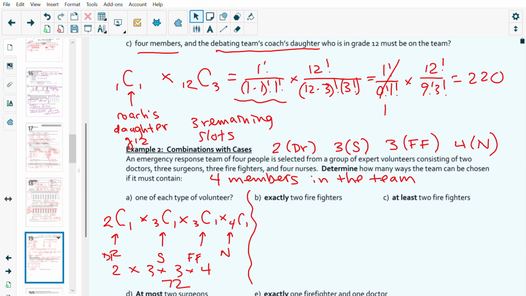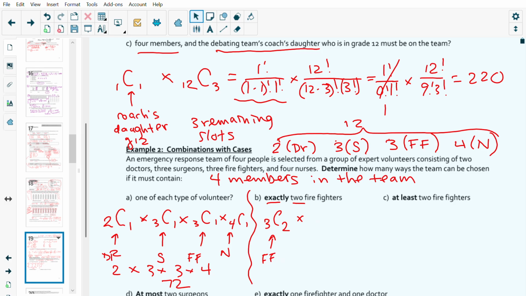How about exactly 2 firefighters? Okay, the pool of firefighters, I have 3 possible firefighters. I need to select 2. This is exactly 2. And then for the other 2, there are no restrictions. So after you take out 2 members, 2 plus 3 is 5, and 3 is 8, and 4 is 12 total. There are 12 total members.